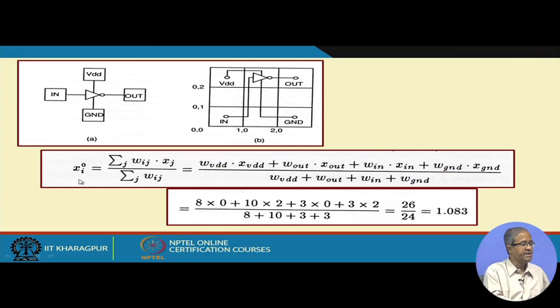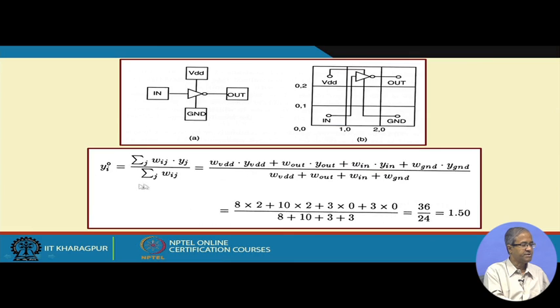Similarly, if you calculate the 0 force y coordinate using this equation, it will be similar. The equation will be like this: y VDD, y out, etc. So, for VDD, 8 into y coordinate 2, it is 0 comma 2. y out is also 2, but for in and ground the y coordinate is 0. So, it is 0 and 0. This comes to 16 and 20, 36, and the denominator is 24. So, you get 1.5.